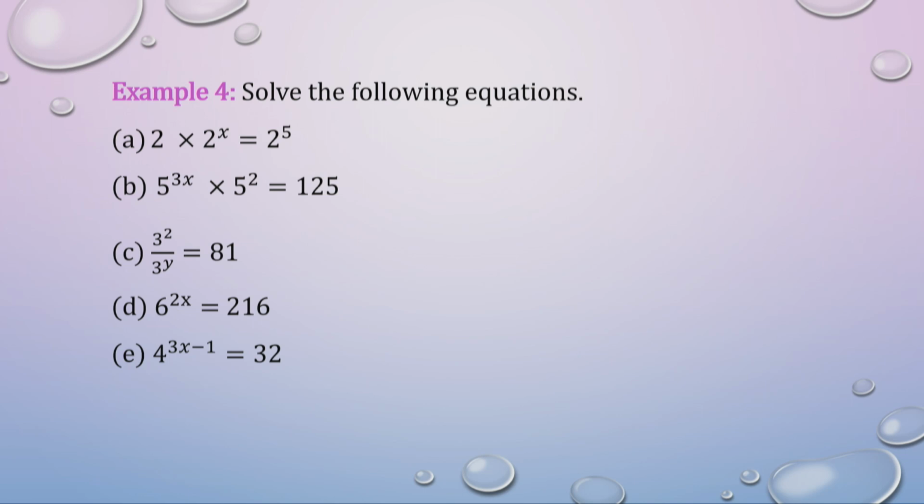Now example 4, we are going to solve the equations, but we will also have to apply the different laws of indices. So let us have a look at the solution for part A. 2 to the power of 1 times 2 to the power of x equal to 2 to the power of 5. Remember, the 2 is 2 to the power of 1.